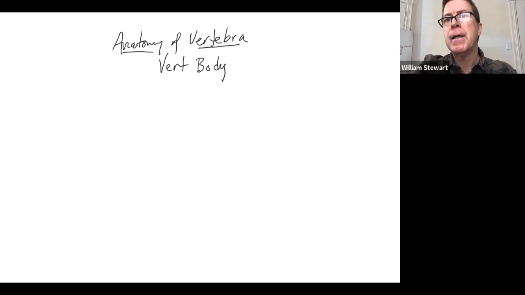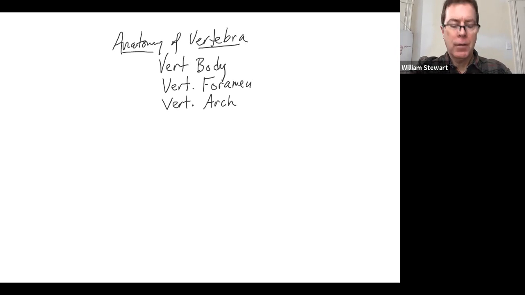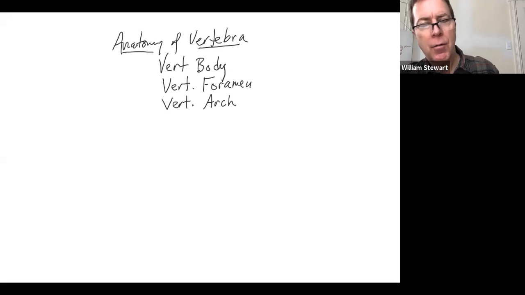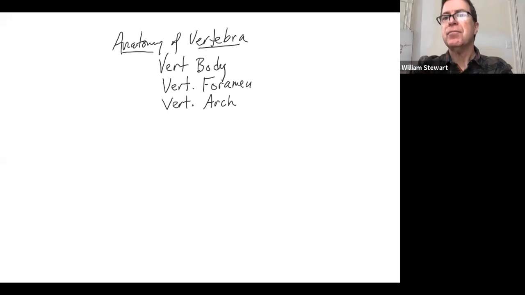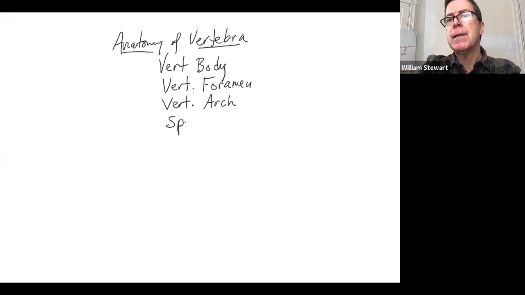There's the vertebral body, vertebral foramen, vertebral arch, I'm not going to have you learn all of the notches. That gets a little crazy. There is a spinous process. And transverse processes. There's more than one.